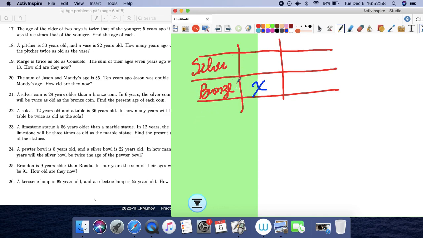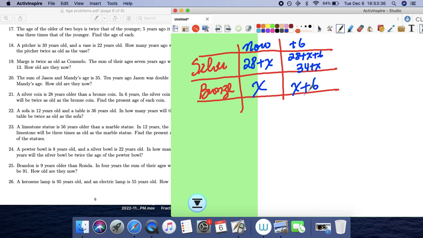And the silver coin is 28 years older than the bronze coin, so the silver coin is whatever the bronze is, so 28 plus X. That's their age right now. In 6 years, the silver coin will be twice as old as the bronze coin. So we have to use their ages 6 years from now to set up the equation. The bronze coin is X, so in 6 years it's going to be X plus 6. The silver coin in 6 years is going to be whatever it is right now, which is 28 plus X, plus 6. Combine like terms, we get 34 plus X. That's the age of the silver coin in 6 years.